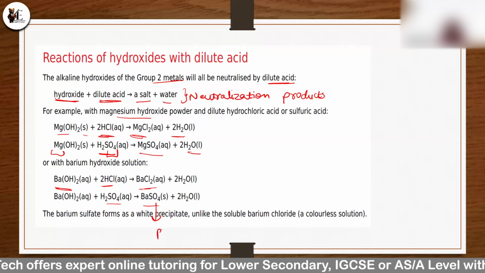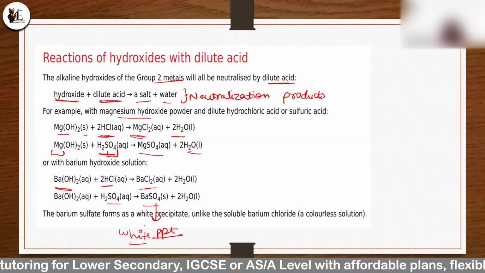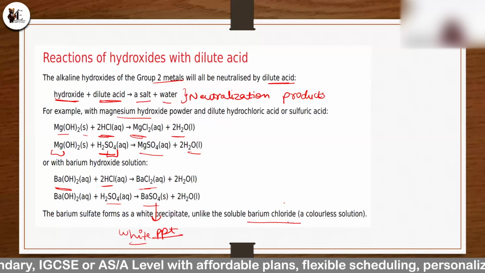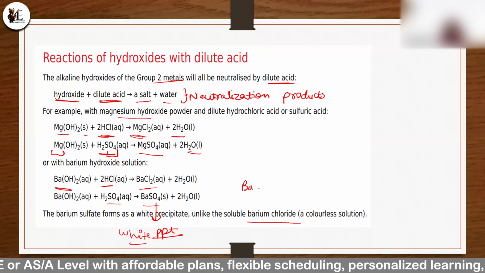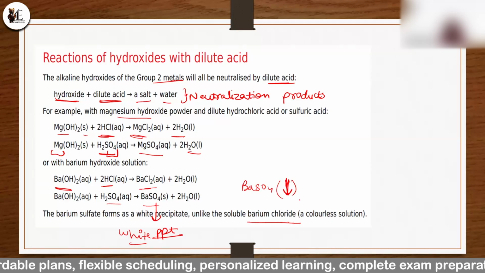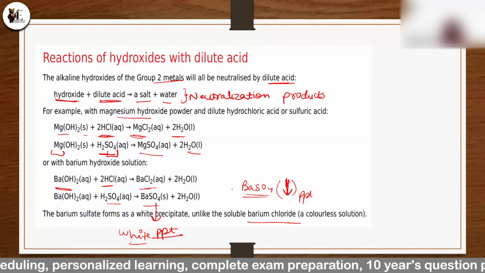Barium sulfate is important because it forms a white colored precipitate. So it settles down, it separates out of the solution. But barium chloride is soluble. So we represent a precipitate by a downward arrow also. Downward arrow means that it is a precipitate. So barium sulfate is a white colored precipitate which settles out of the solution.